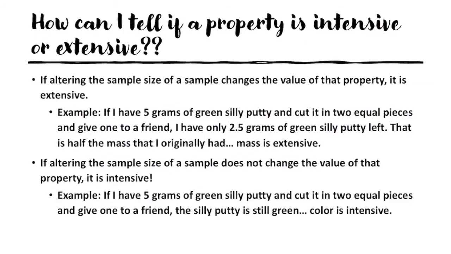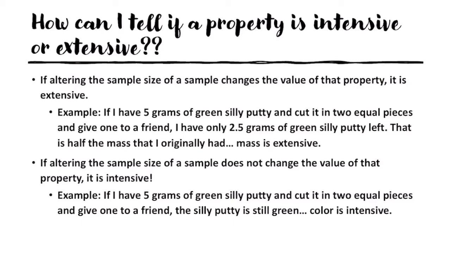So let's talk about how I can tell if a property is intensive or extensive if I don't have that list in front of me showing me which one is which. If altering the sample size changes the value of that property, then that property is going to be extensive. For example, if I have my 5 grams of silly putty and I cut it into 2 equal pieces and I give one to a friend, and I only have 2.5 grams of my green silly putty left, that is half of the mass that I originally started with, so that means that mass is extensive.